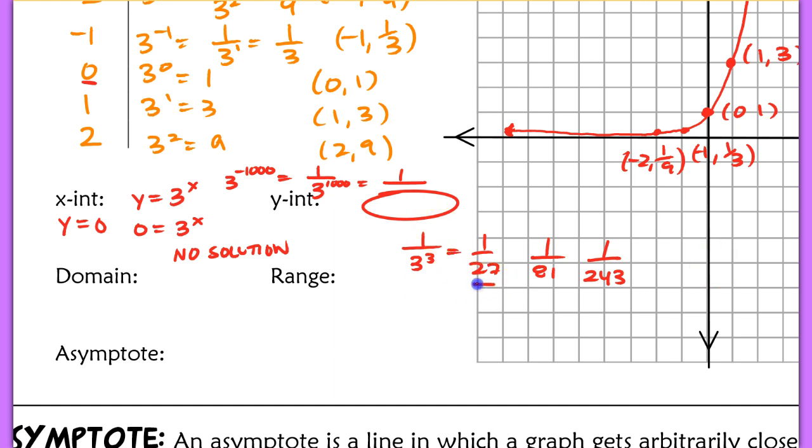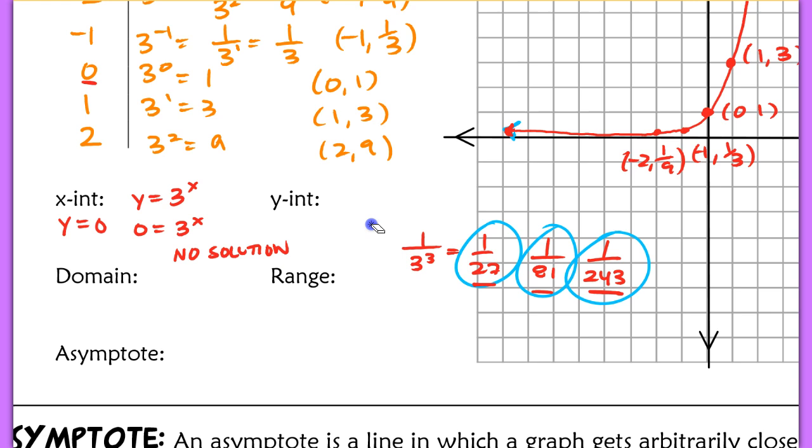This number here is a bigger number than 1 over 81, right? 1 over 81 is smaller, and 1 over 243 is even smaller. They keep getting smaller and smaller as you make that exponent more negative. So I'm showing that it's going to continue here in my graph. It's going to negative infinity, but it's never going to cross the x-axis because it doesn't ever equal 0, and it's also never negative. Notice all of these values here are positive. Even 1 over 3 to the 1,000th power is still a positive value.